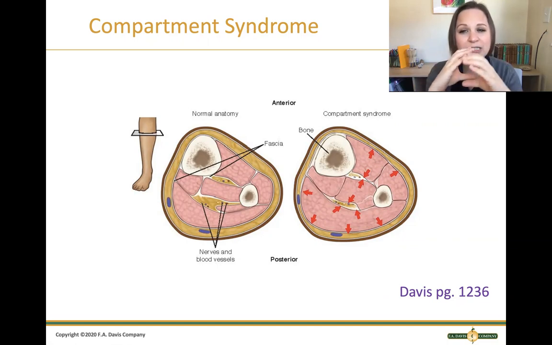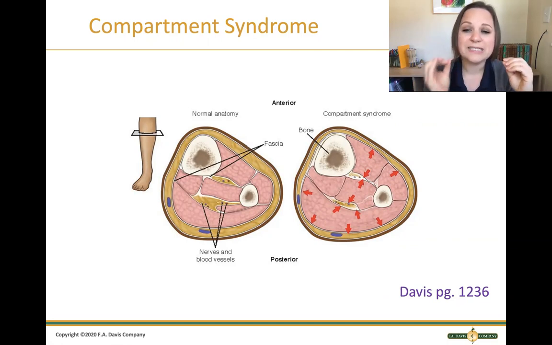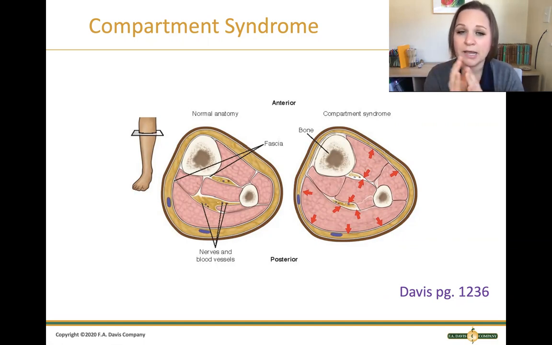And when it gets too swollen, and if the cast can't expand, then we can get something called compartment syndrome, where there's just this excess fluid building up in these spaces and there's nowhere for it to go. And this eventually can lead to lack of perfusion and necrosis, tissue death.